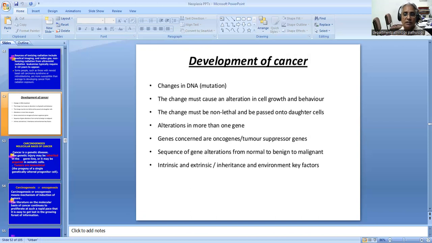So how does the development of cancer take place? There is a change in DNA known as a mutation, and this change must cause an alteration in cell growth and behavior. The change must be non-lethal, and it should be passed on to the daughter cells. The alteration involves more than one gene, and the genes concerned are known as oncogenes, or there may be a change in the tumor suppressor genes. So the sequence of gene alterations from normal to benign to malignant, and intrinsic and extrinsic inheritance and environment, are the key factors in the development of cancer.